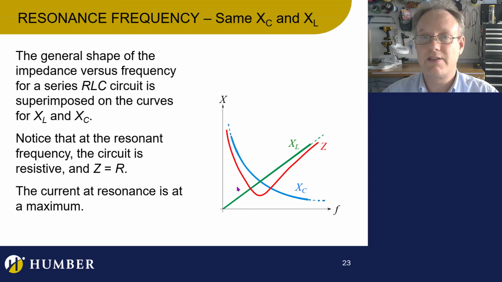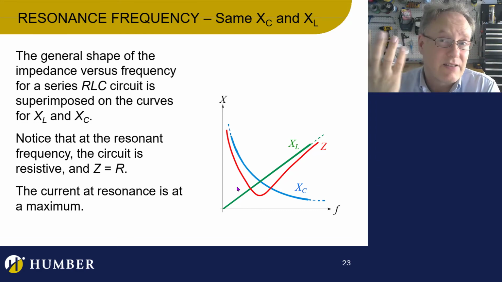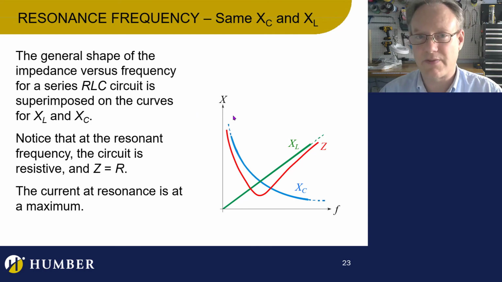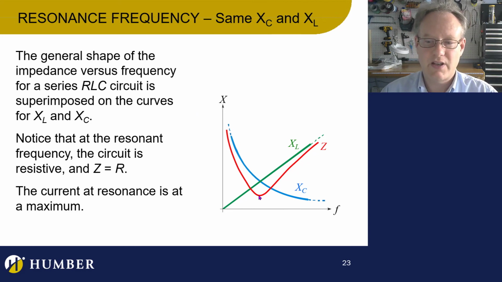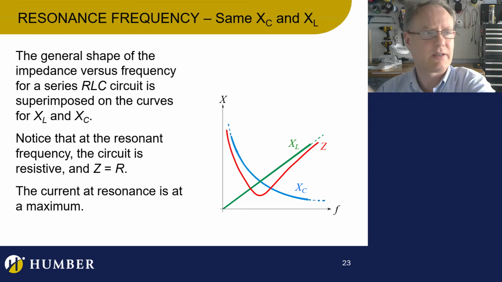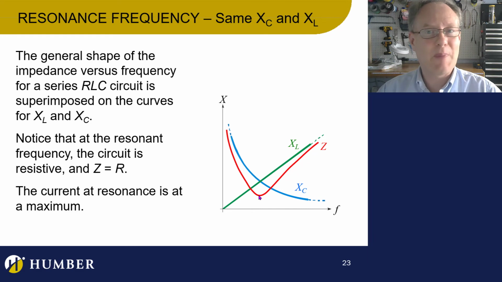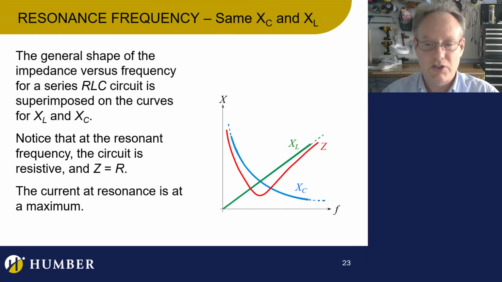Now the interesting thing is, when I'm at resonance, because my reactances essentially cancel out, I'm only left with a resistor. So the total impedance of the circuit is just the R, and it's going to be at its lowest value, because the total impedance is only going to be the resistor. There's no capacitive reactance and no inductive reactance, or at least they're equal to each other, so they cancel each other out.